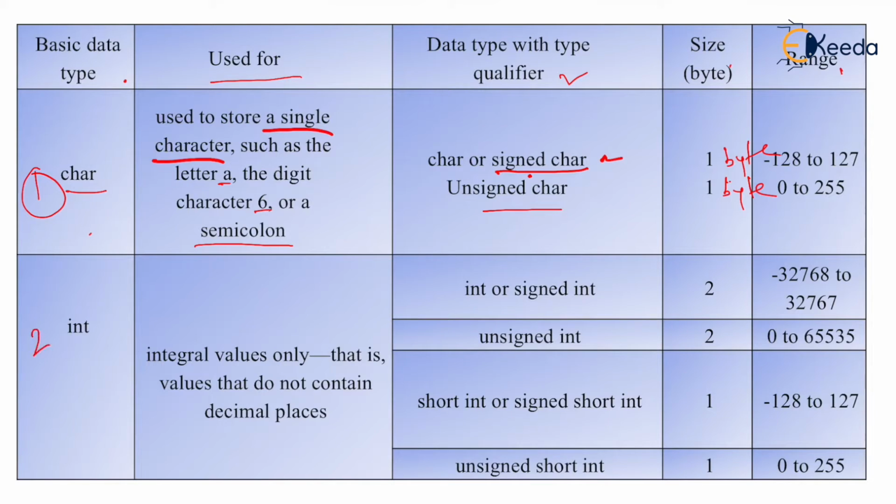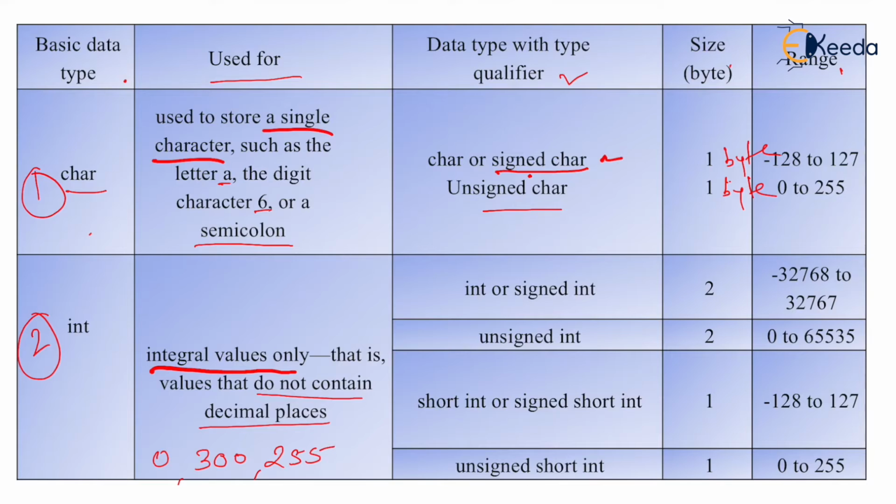Next data type is int. This data type is used for integral values. That means values which don't have decimal places. Like I can say 0 or I can say 300 or consider 255, etc.